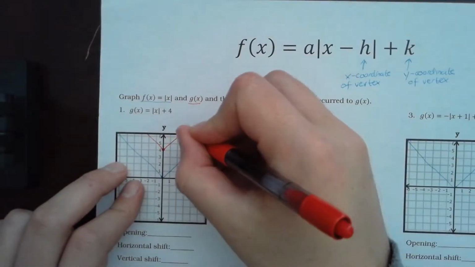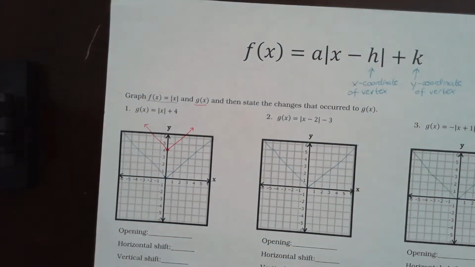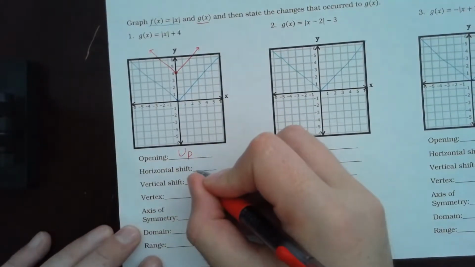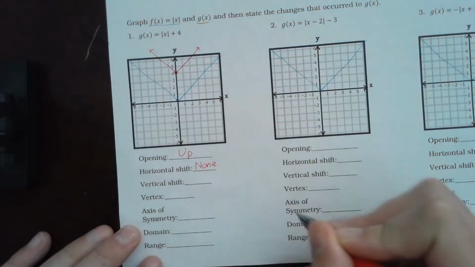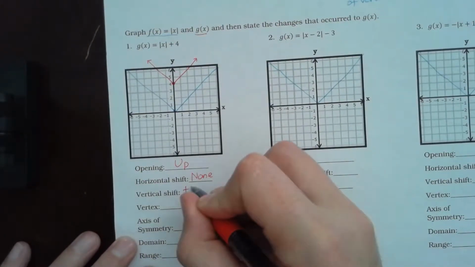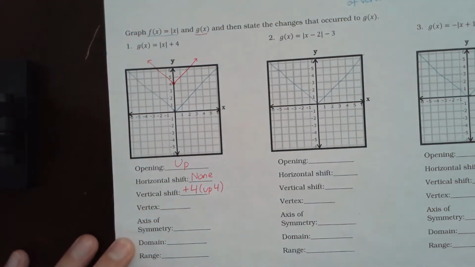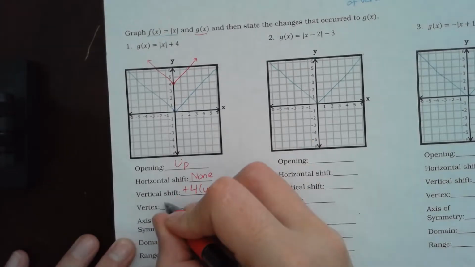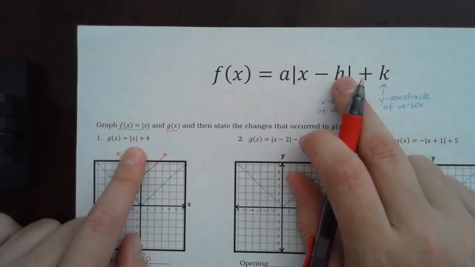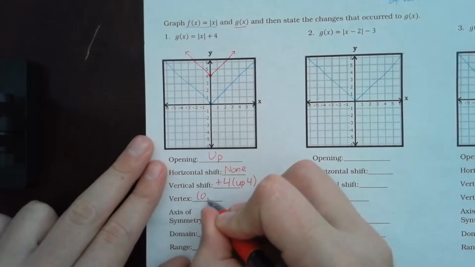Obviously it goes on above that. We can draw little arrows to show that. But that's all we did. All we did was move up 4. So we're still opening up. Horizontal shift, none, because we didn't have an h. Vertical shift, plus 4, or up 4, however you want to say it. Vertex, we already kind of talked about this, but our h was 0 and our k was positive 4. So we're going to be 0, positive 4.